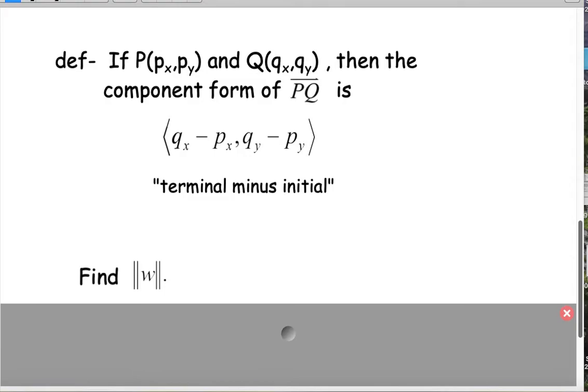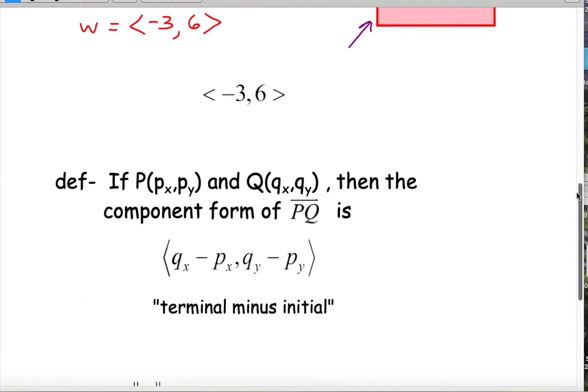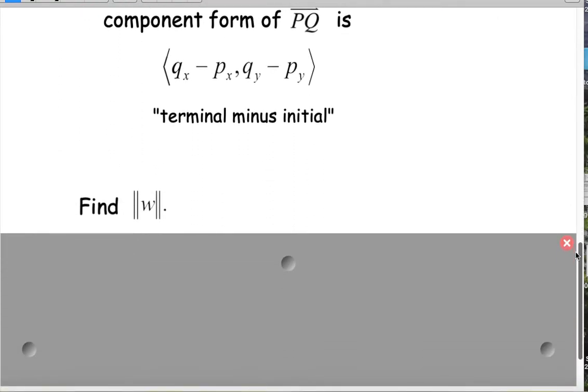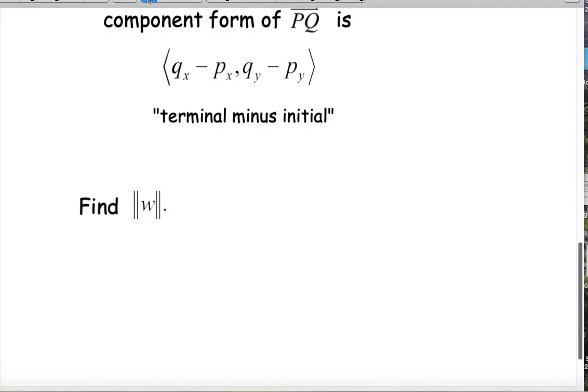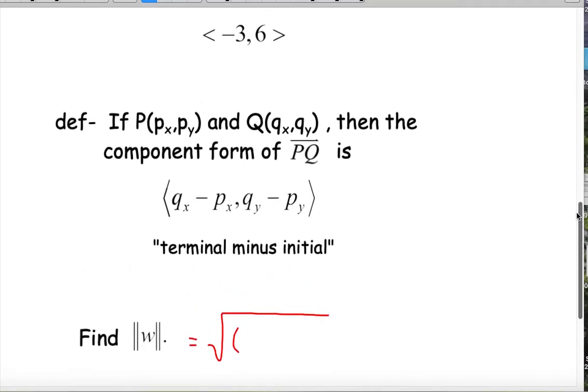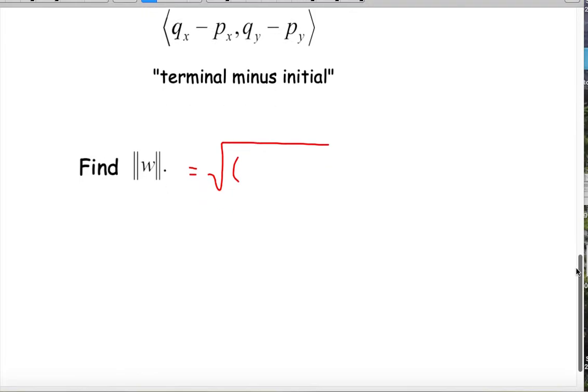One last thing, what if I asked you to find that? Remember what that means. What does that mean? That means what's the magnitude? Well now, since I know the component form of this, that makes it really easy. It's just going to be the square root. The difference in the x's is the x part of my component form, which was -3. So -3 squared. And then the difference in the y's, that was the y component in my component form.